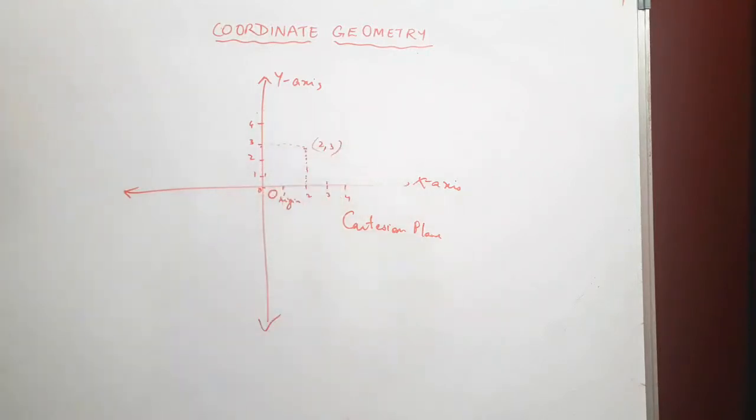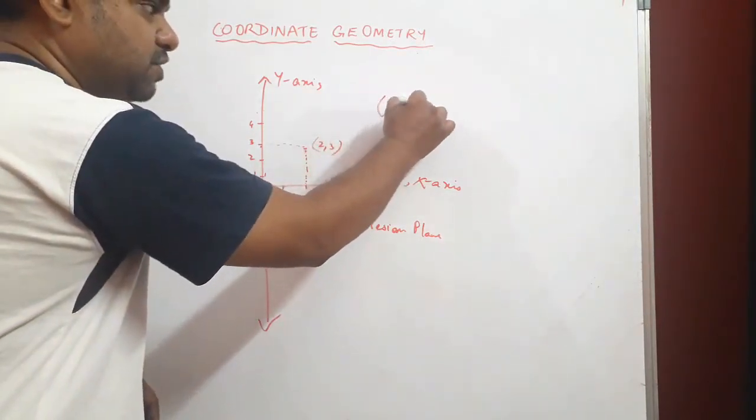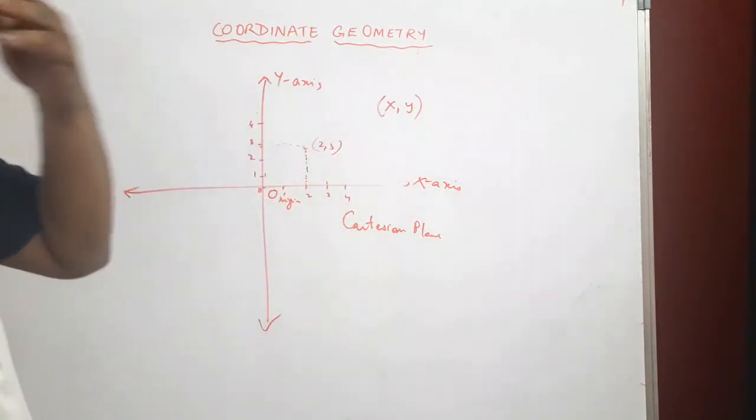Why 2, 3 and not 3, 2? Because we always, as a protocol, write it as x, y. The x-axis point comes first, the y-axis point comes next.